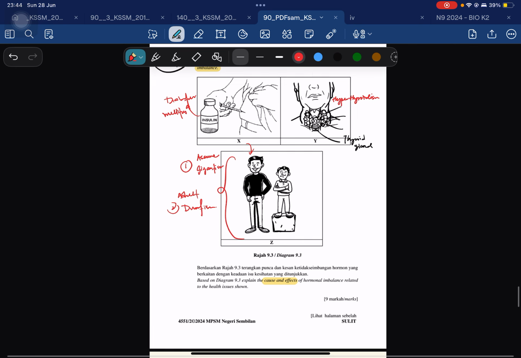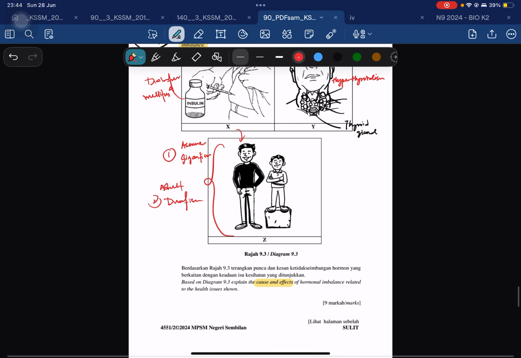So for each condition, you just need to mention the health issues, the cause of it, and also the effect of it. So for sure you can already get 3 marks for it. So 3 marks for X, 3 marks for Y, and also for Z. For sure we can get 9 marks. If you feel afraid of it, you can also add on or even explain some of the symptoms of it.